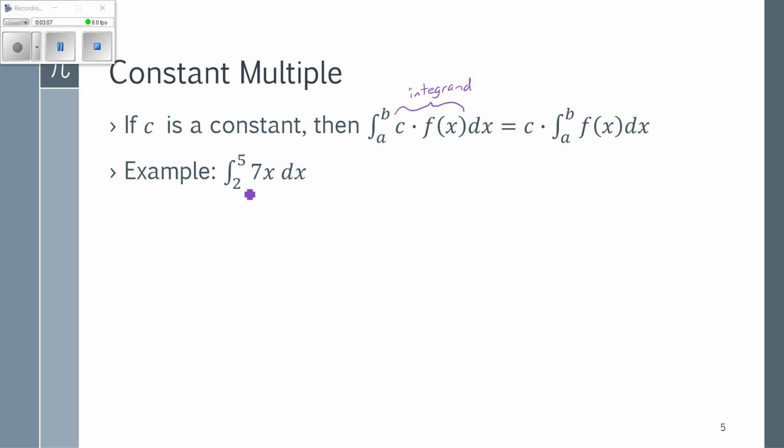So if I have the integral from 2 to 5 of 7x with respect to x, the 7 is a constant multiple, so I can pull it all the way out and say I'm dealing with 7 times the integral from 2 to 5 of x with respect to x. This tends to be one that we do kind of subconsciously without often explicitly showing that we're doing it, but there are times in which it is nice to show that I pulled the constant multiple out.